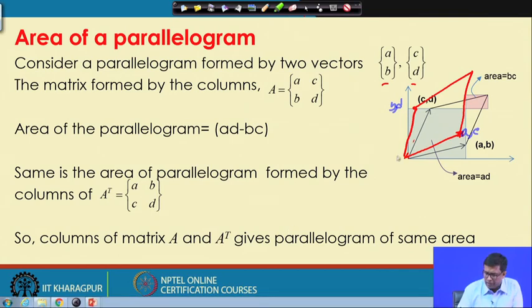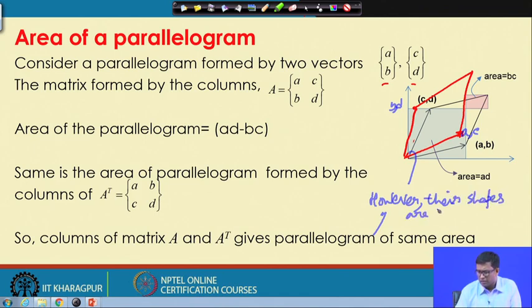However, what we can say is that their shapes are different. These parallelograms are not the same parallelogram, but their area is the same.